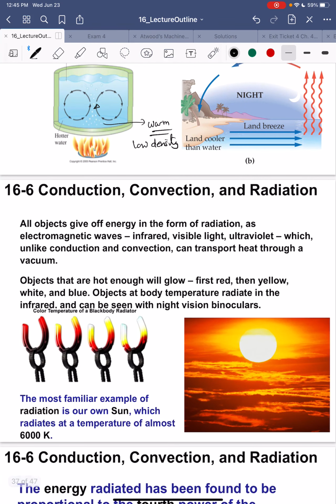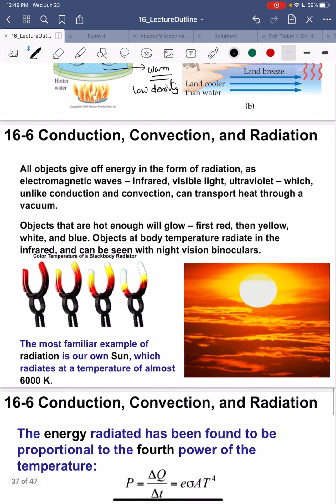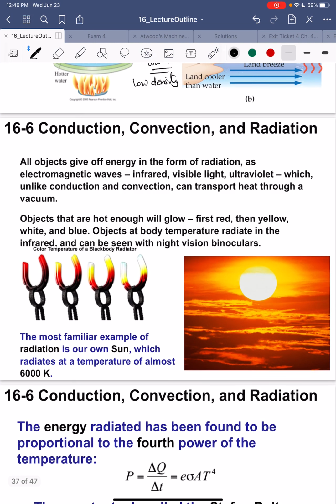Now, the last method is radiation, and all objects give energy in the form of radiation, which is infrared. At usual temperatures, but also we can have it in visible light and ultraviolet, which, unlike conduction and convection, can transport heat through a vacuum. The first two methods need a medium. For the third method, we don't need the medium.